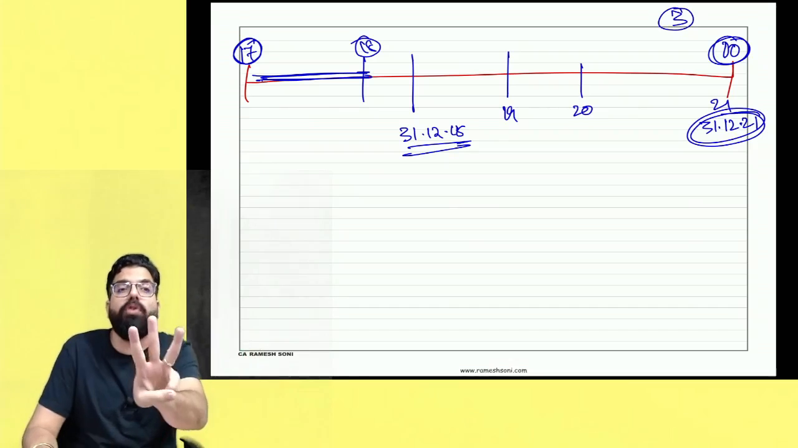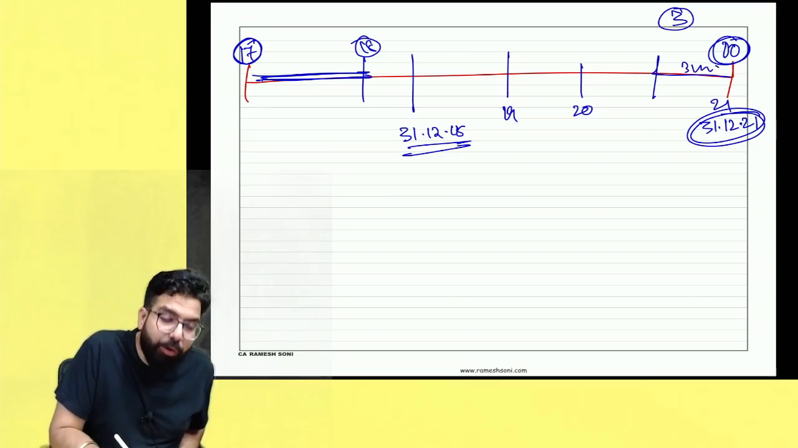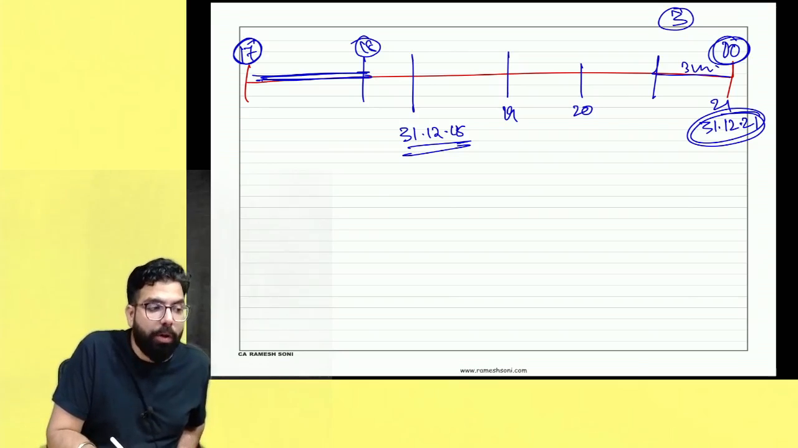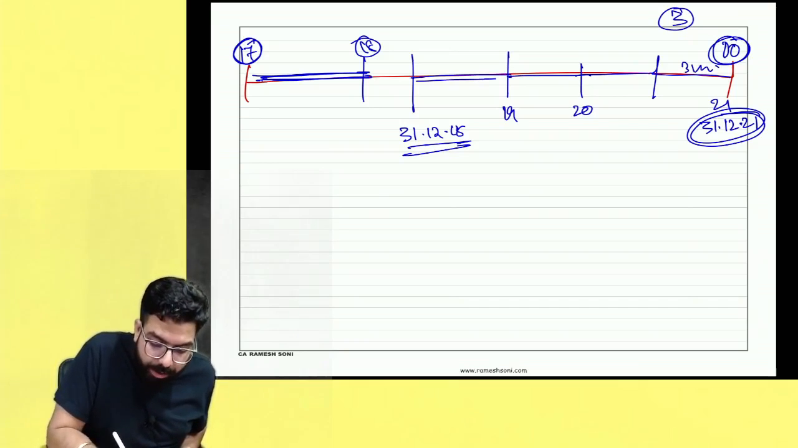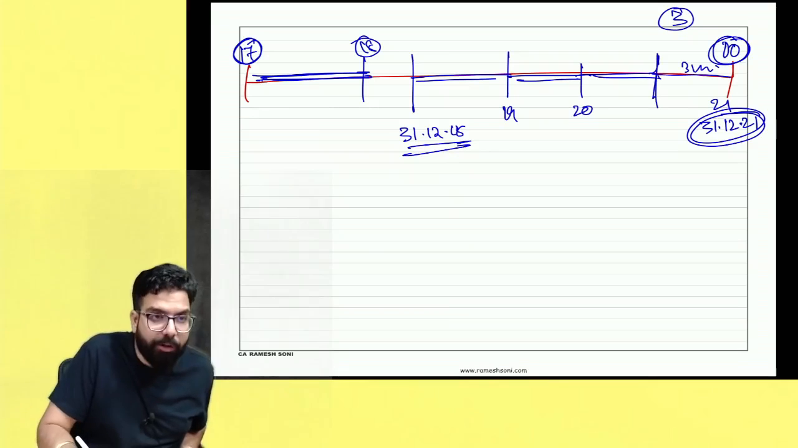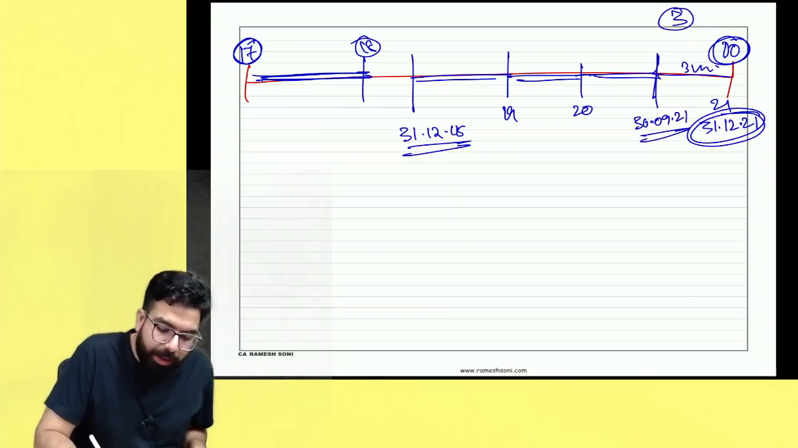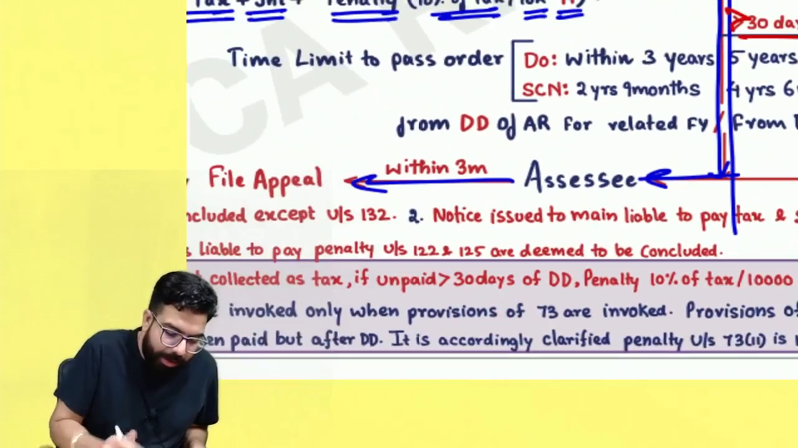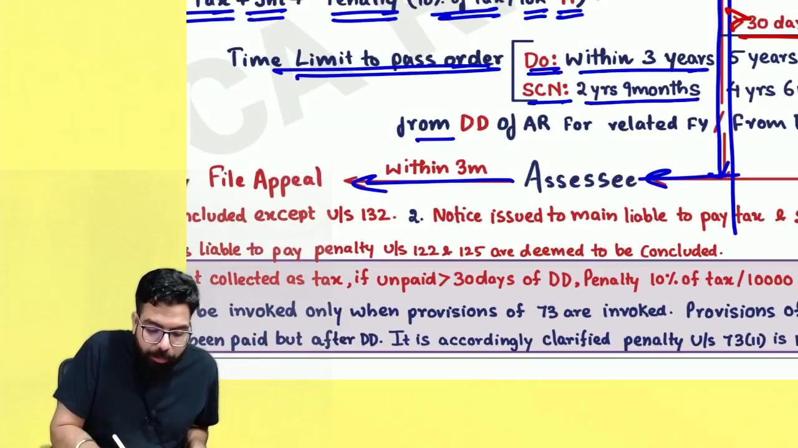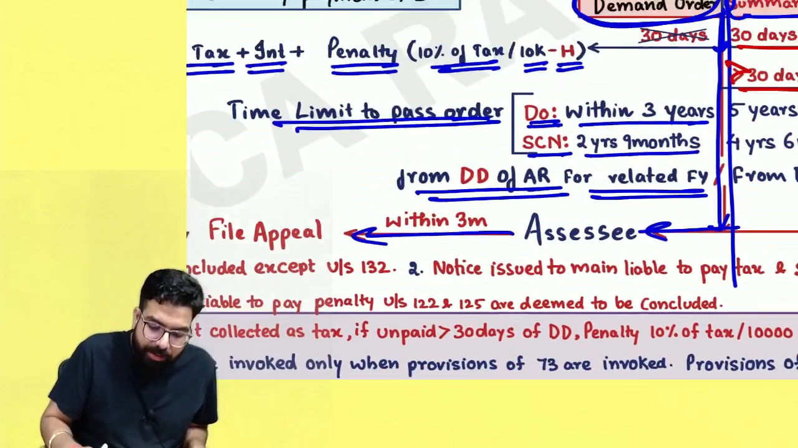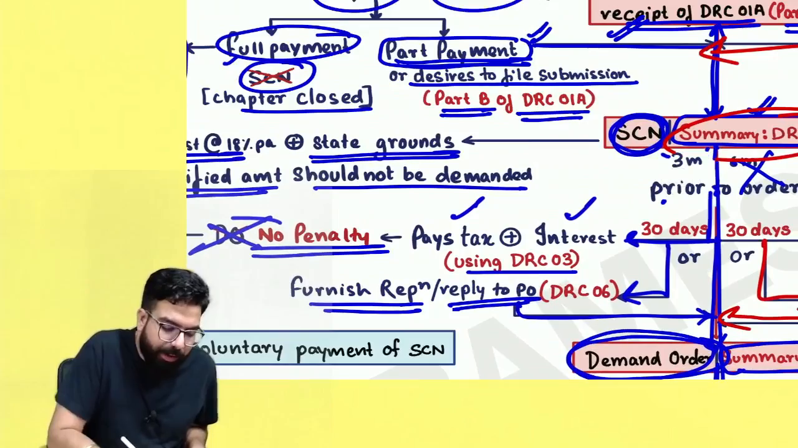And from the demand order to the show cause notice, the minimum gap should be 3 months. Hence, the time limit to issue your show cause notice in case of a non-fraud case is 1 year, 2 years, and 9 months over here. So it is 30th September 2021. Done. So if you see, sir, the time limit to pass a demand order is 3 years, and the show cause notice is 2 years and 9 months from the due date of the annual return for the relevant financial year. And always remember, the gap is how much? 3 months.